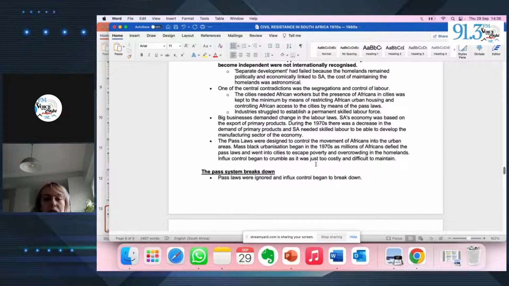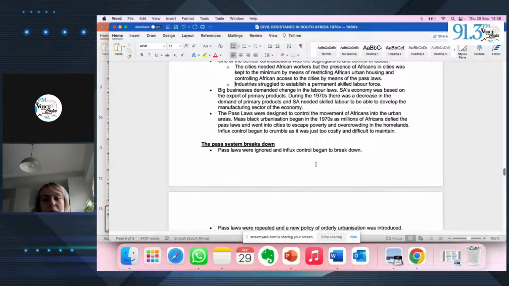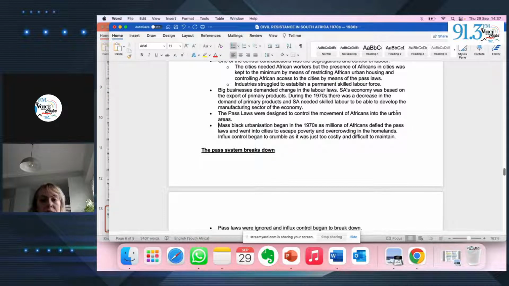Big businesses demanded change in these labor laws, and South Africa's economy was based on the export of primary products. During the 1970s, there was a decrease in demand for primary products, and South Africa needed skilled labor to be able to develop the manufacturing sector of our economy. The pass laws were designed to control the movement of Africans into urban areas. Mass black urbanization began in the 1970s as millions of Africans defied the pass laws and went into cities to escape poverty and overcrowding in the homelands. The influx control began to crumble as it was just too costly and difficult to maintain.